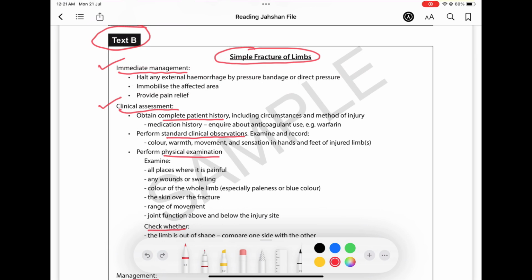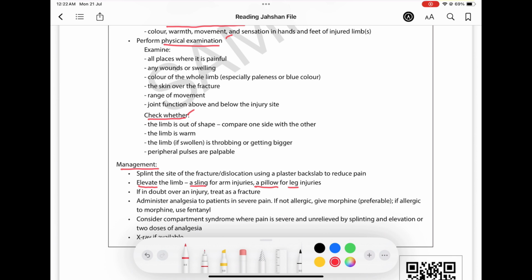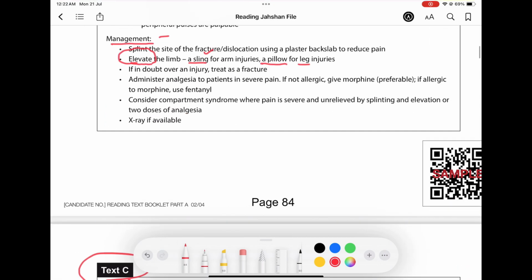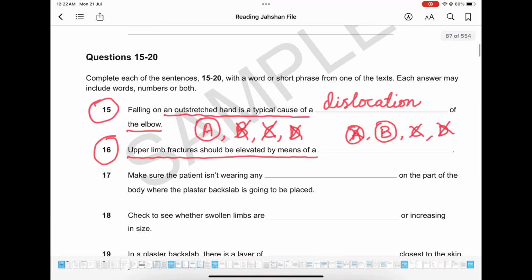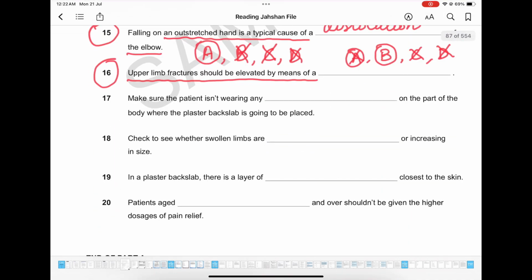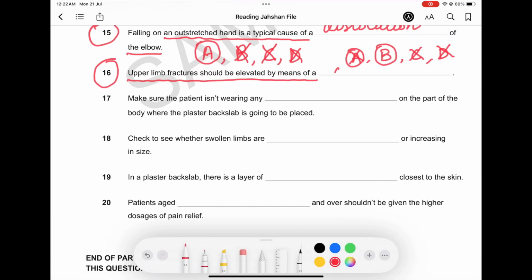So in text B, I'm looking for the word elevate. Will it be in immediate management? No. Will it be in clinical assessment? No. In history or observation or the physical examination? No, it's in the management part. And there I can see the word elevate and a sling for the arm injuries. So for the upper limb injury part, the answer for question number 16 is: upper limb fractures should be elevated by means of a sling.